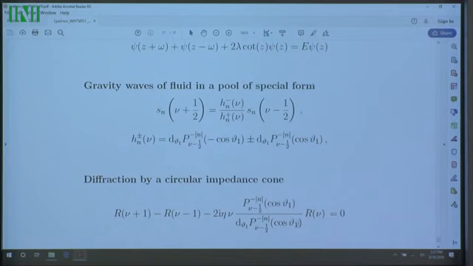So finally, I think that I could demonstrate that all these objects are really important for diffraction theory. Okay, maybe that's all. Thank you.